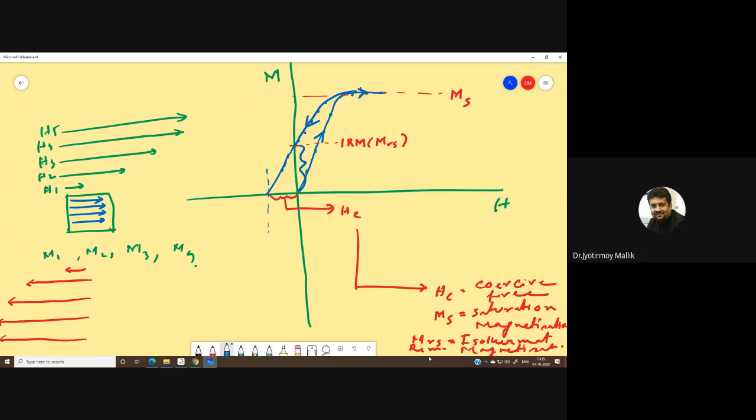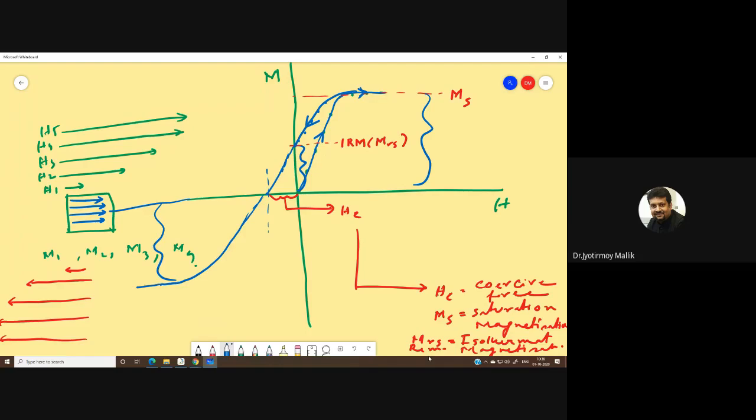Now, if I keep on doing the same thing, it will reach saturation in the opposite direction. It will reach saturation in the opposite direction. And in most of the cases, this length, this height is more or less the same.